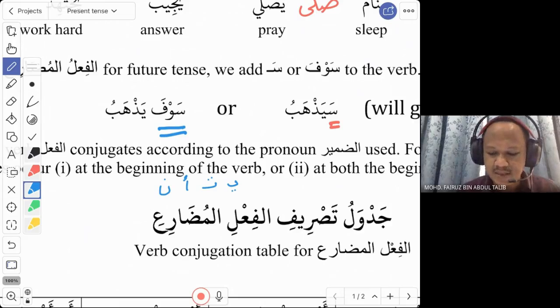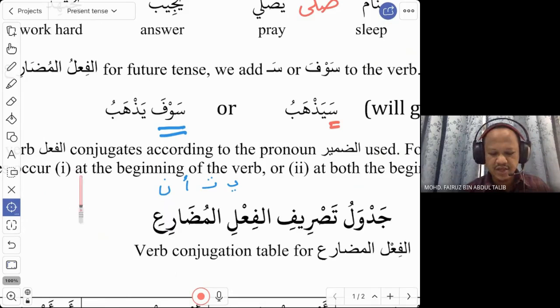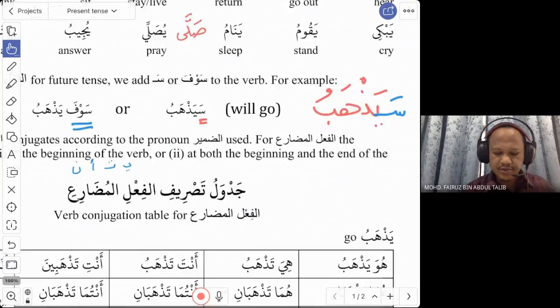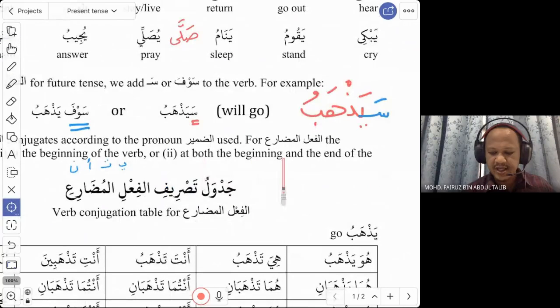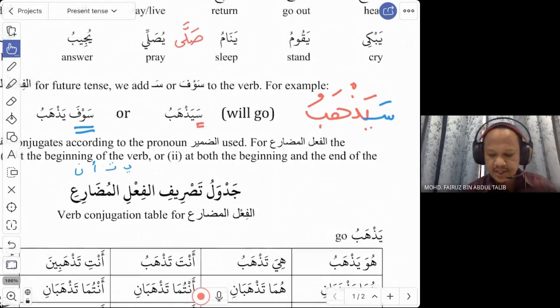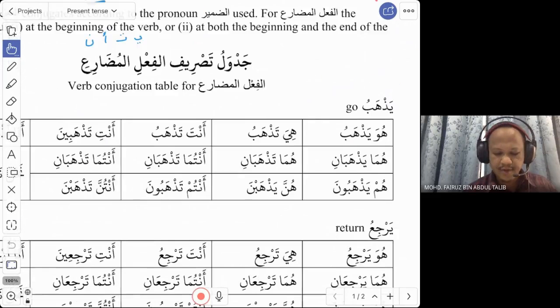Sometimes it is yazhabu, with ya. Sometimes it is tazhabu with ta. Sometimes it is with alif, azhabu. And sometimes it is with nun, nazhabu. So this is what it means here, at the beginning of the verb. And sometimes you will see changes at both the beginning and the end of the verb. So in the beginning you have ya, or ta, or alif, or nun, but you have additional letters in the end as well. Okay, so this is what we are going to look at in the table. All right, let us look at the table.